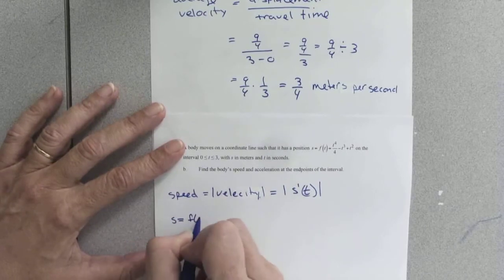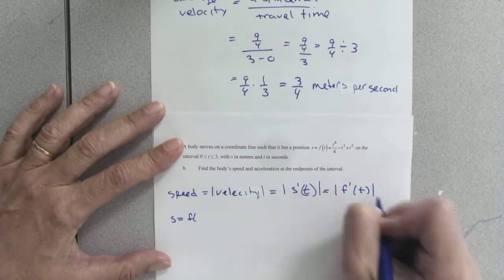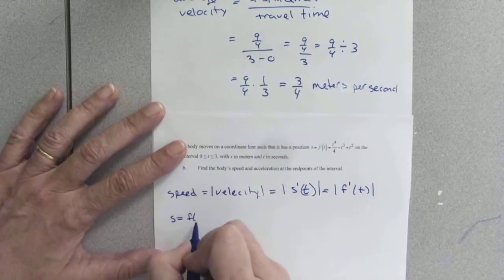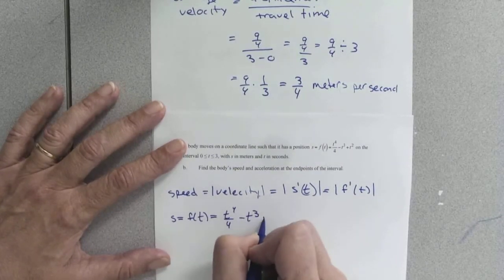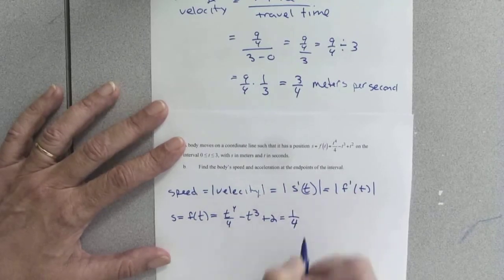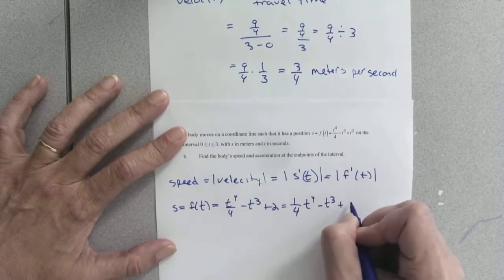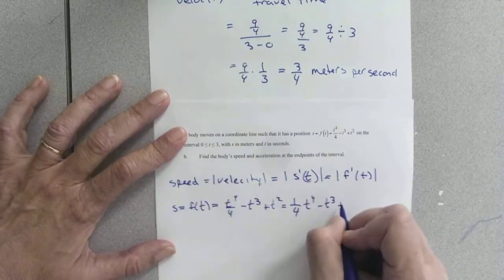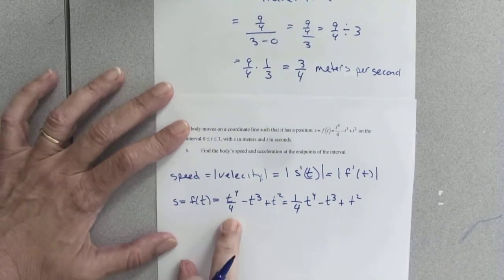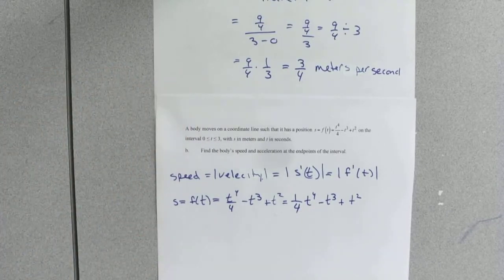So we have S equals, and I'm going to get rid of the S because I just don't like S's. So we'll just call it F. So S, which is F of t, which is t to the 4th over 4 minus t cubed plus t squared. Make your life easier: that's 1/4 t to the 4th minus t cubed plus t squared. Over 4 is the same thing as multiplying by 1/4. You're not going to need a quotient rule.